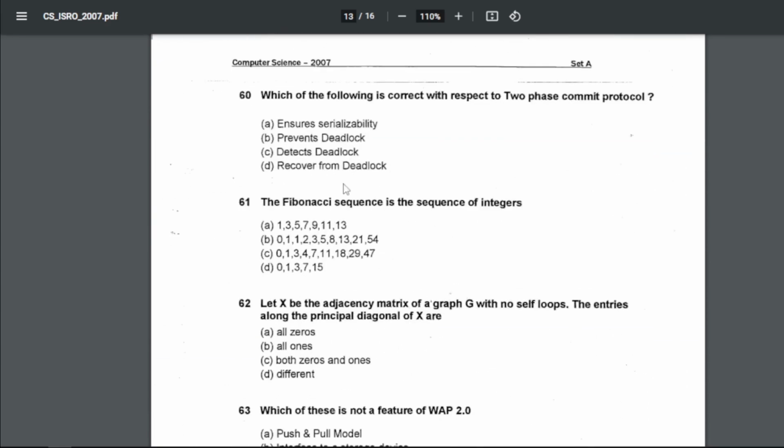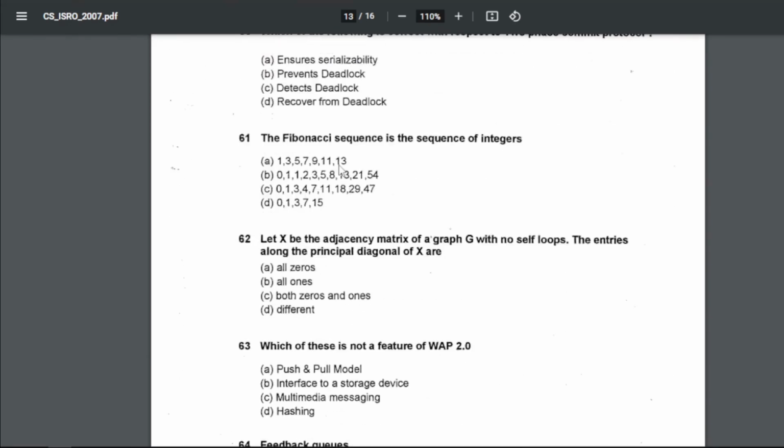Question number 60 is which of the following is correct with respect to two-phase commit protocol. So for 60 our answer will be A, that is ensures serializability. So basically two-phase commit protocol ensures serializability.